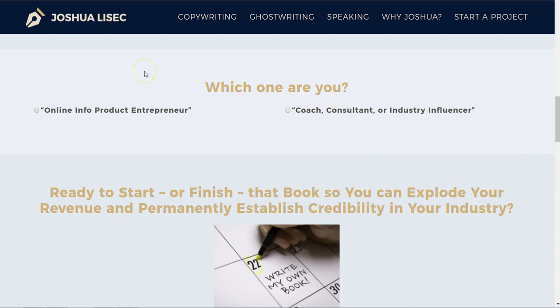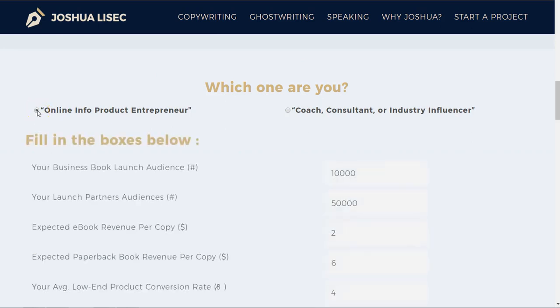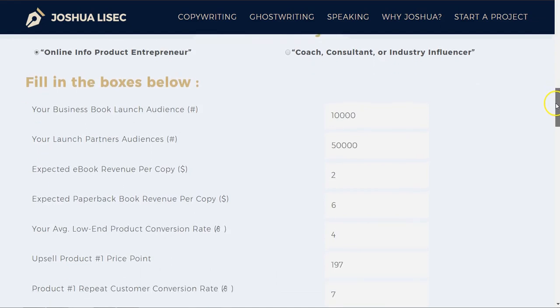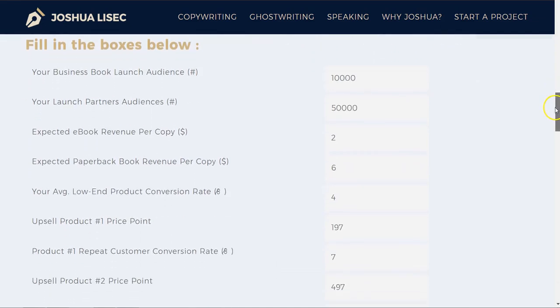So let's take a look at what it looks like to go through each of these and go through the customization of each of the numbers. As you can see from the prompt, you're going to fill in the boxes below. So let's define what each of these is. And of course, these are the defaults. These are like industry averages and whatnot.